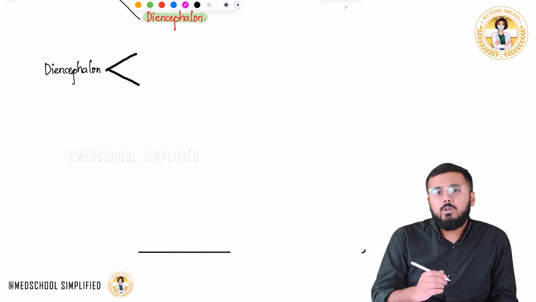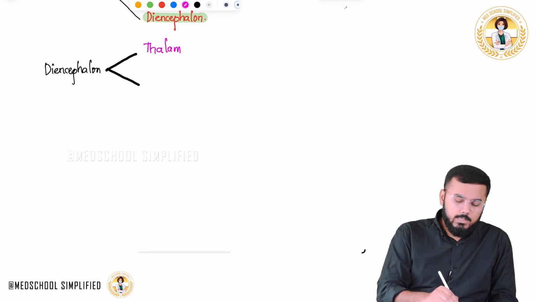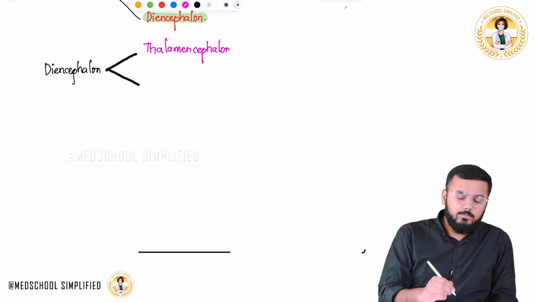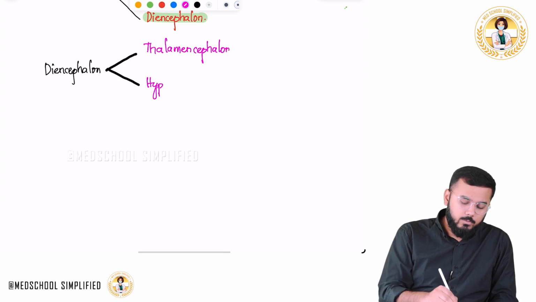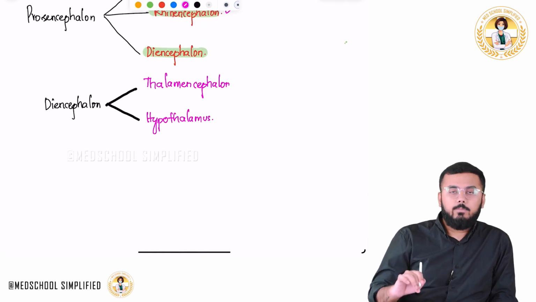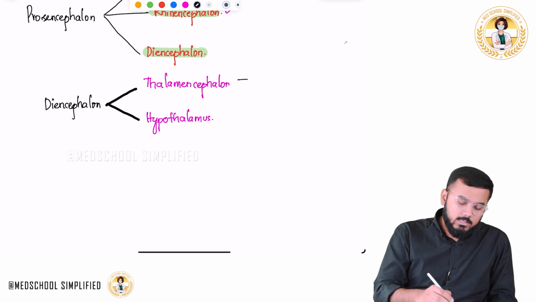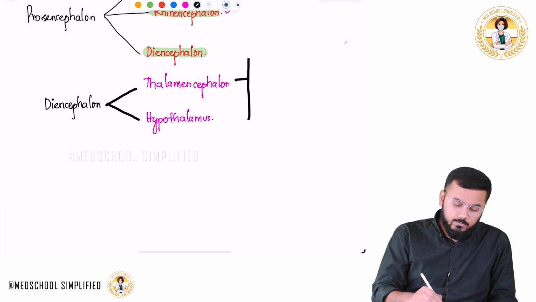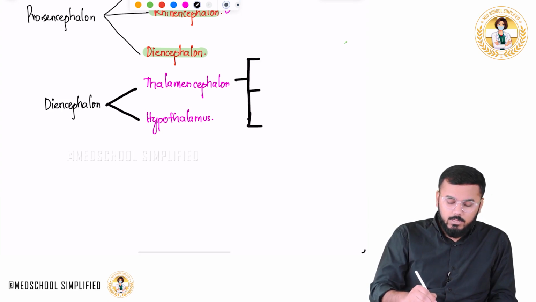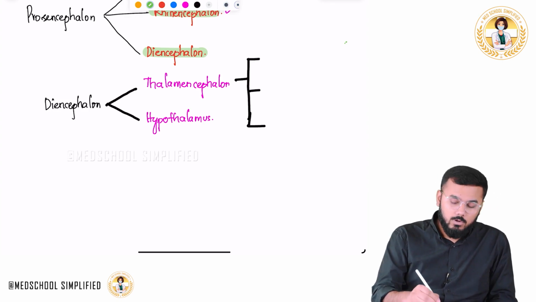What are these two parts of the diencephalon? The first part is our topic today, that is the Thalamencephalon. So one is the Thalamencephalon and the other one is called the hypothalamus. Now within this Thalamencephalon, there are in turn three more important parts.